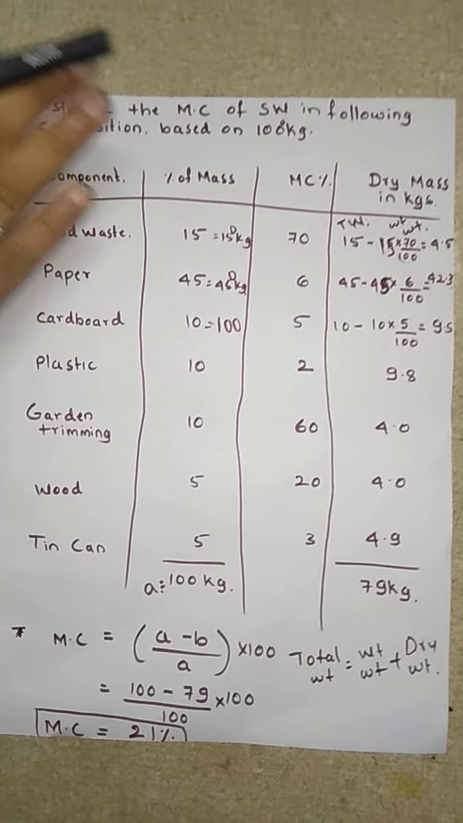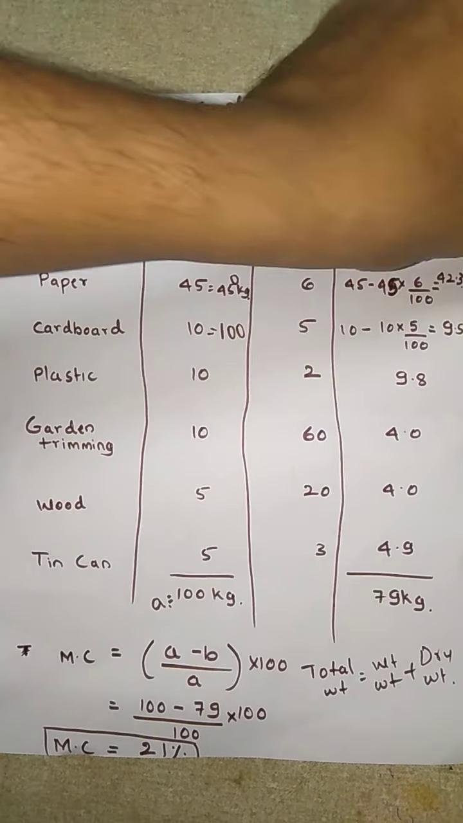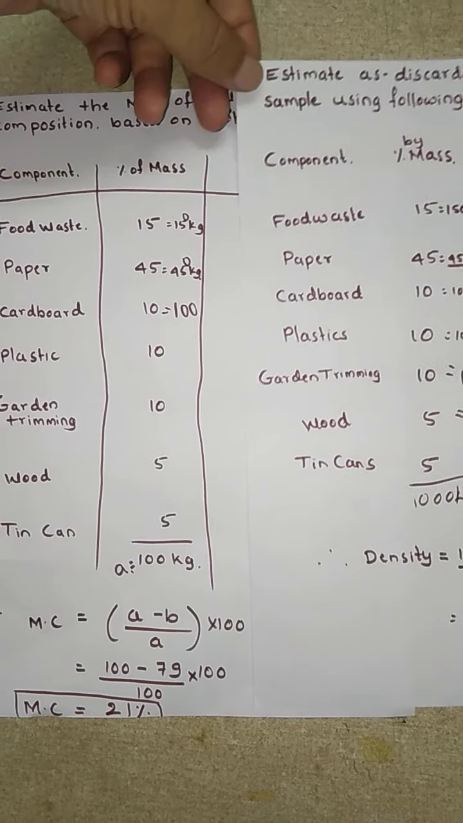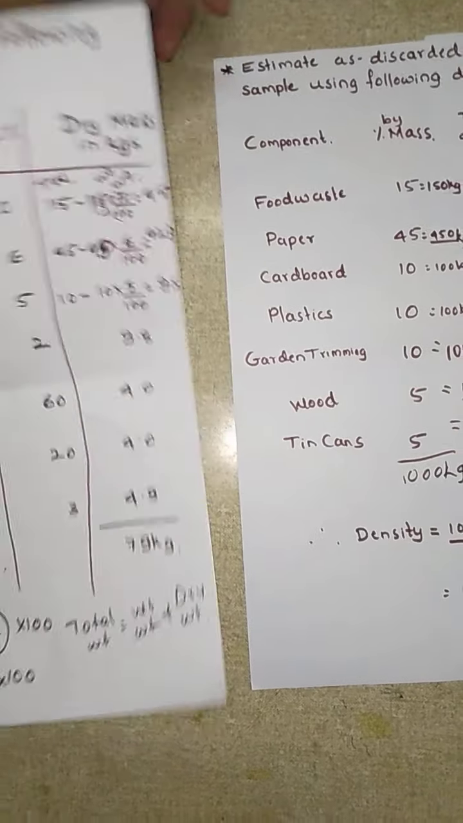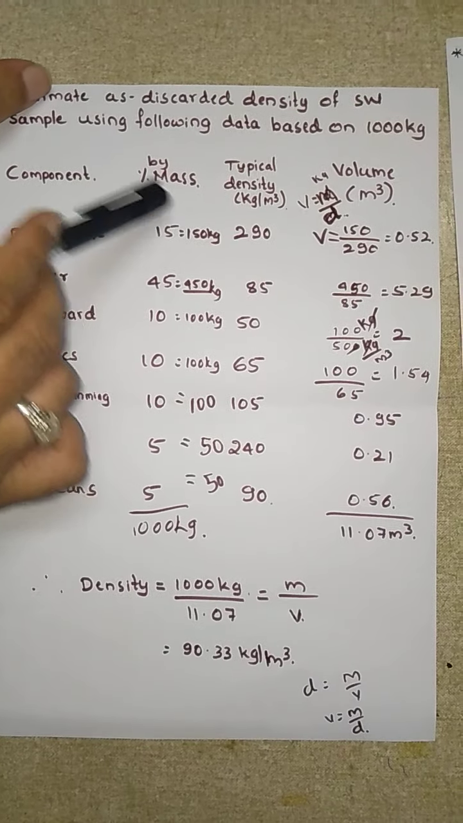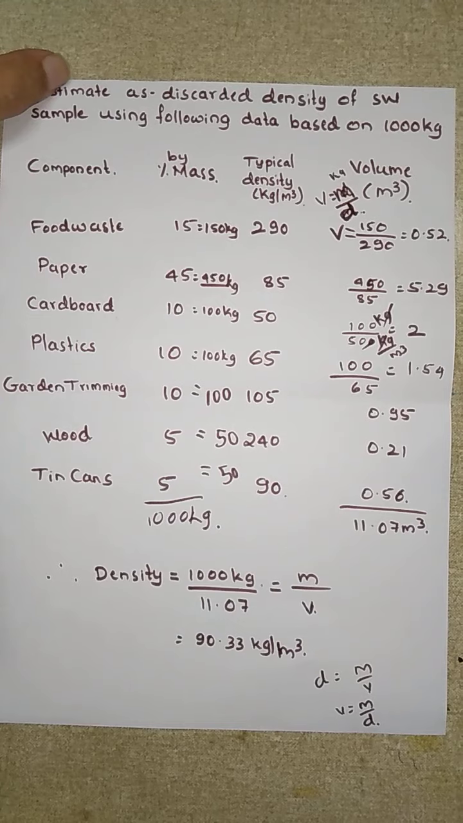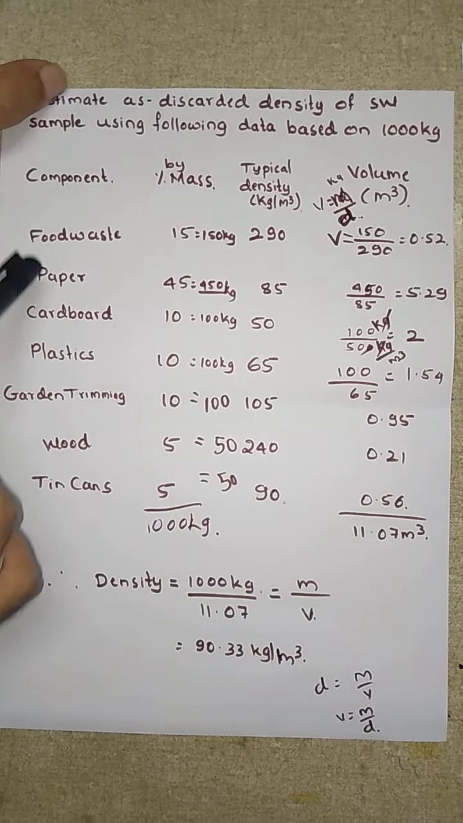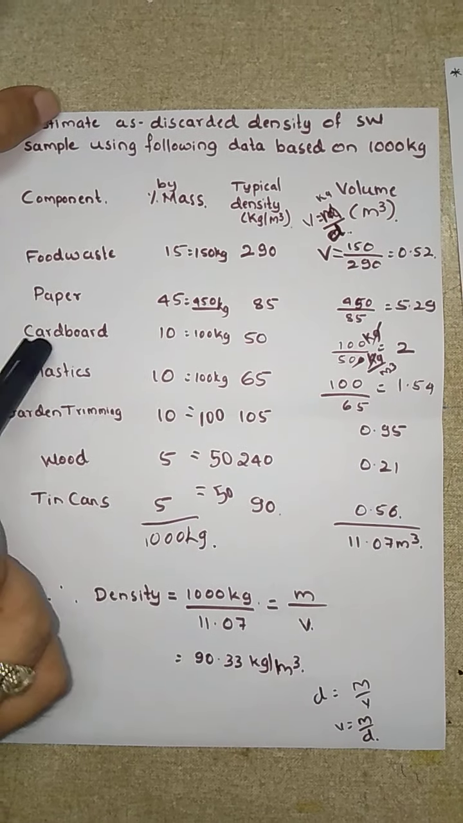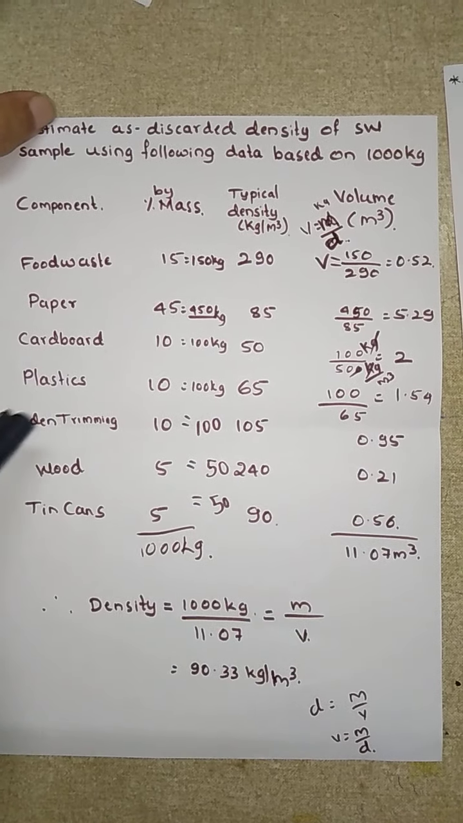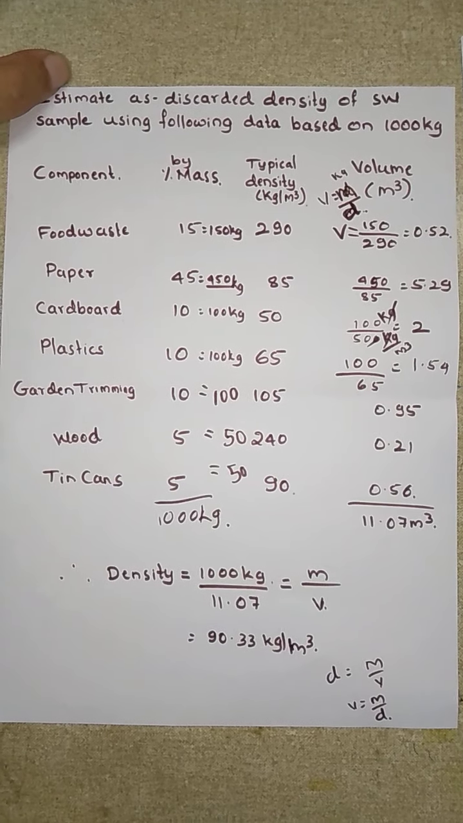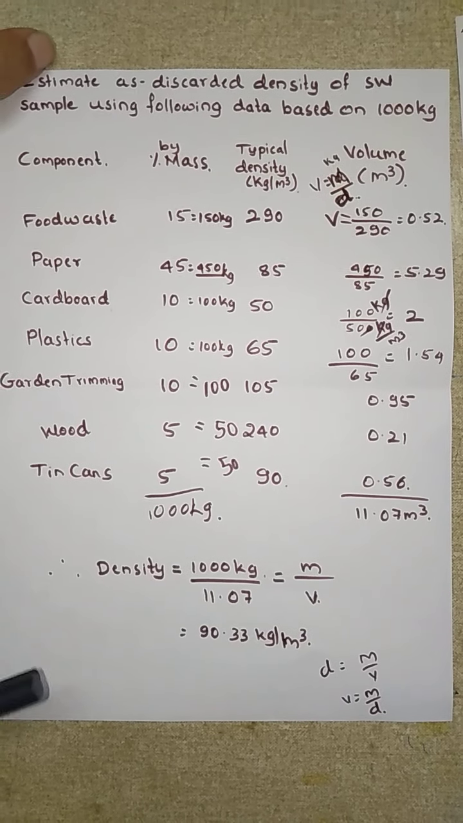Now this is regarding the moisture content problem, and you can observe that while solving the problem on density, here also we have solved the same problem. Food waste again 15, paper 45, then cardboard 10, then plastic 10. This we have solved on a 1000 kg basis. So this one is for 100 kg for moisture content, and this one is for a 1000 kg basis.